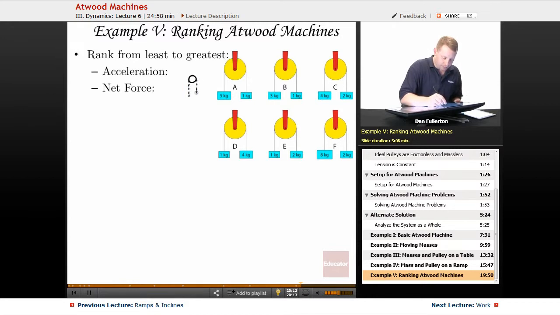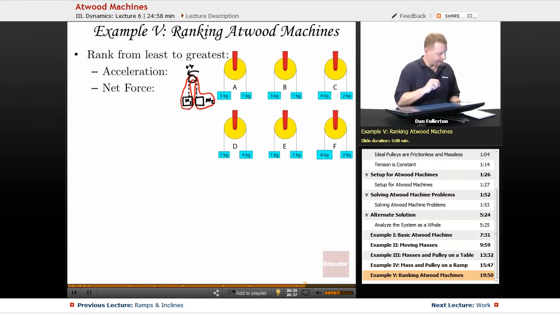Let's draw our systems. We'll call the one on the left M1 and the one on the right M2, and we'll define our system. Let's say M1 is that way, so we'll call that our plus y direction. We'll define our system like we did with our alternate solution earlier, just to change things up, as looking like that.